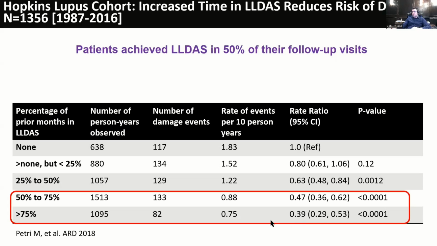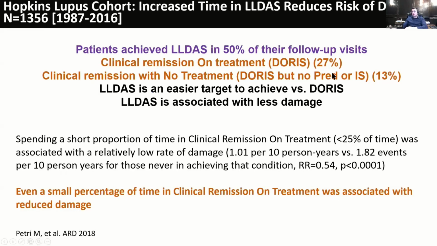And this is reflected by the improvement in the hazard ratio, which is less than 1. And again, you can see the drop in the relative risk here with the longer time spent in the state of LLDAS. Now, the question, would this be applicable also for DORIS? So this is also analysis based on the Hopkins cohort. And what you can see here as well is that the clinical remission on treatment, which means the way the DORIS definition is described, was achieved by 27% of the patients.